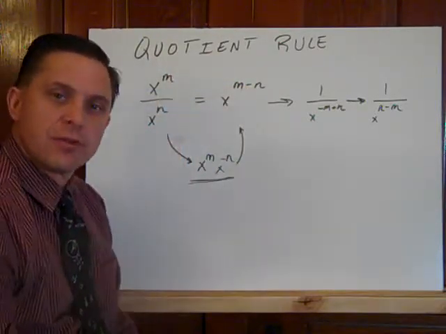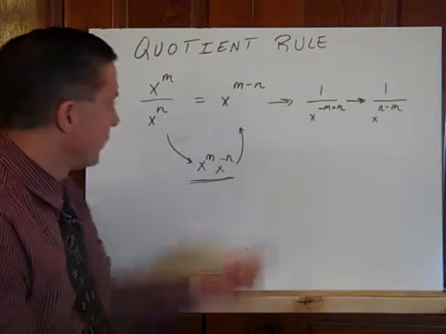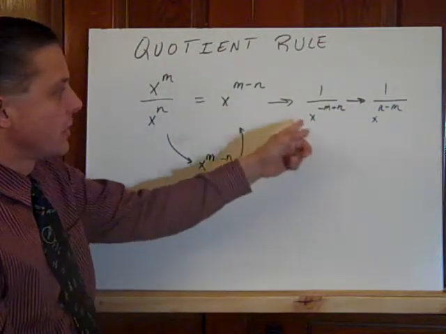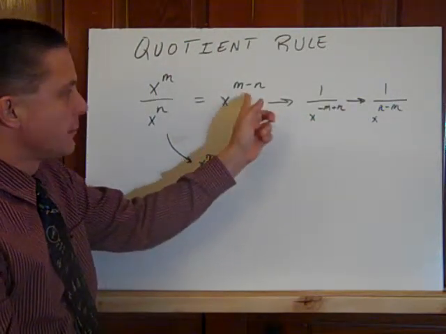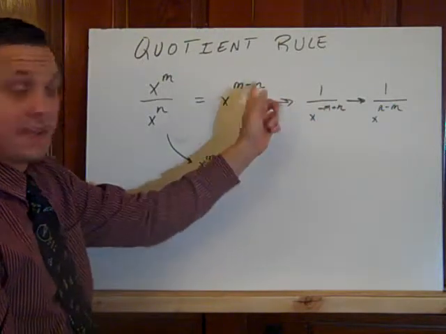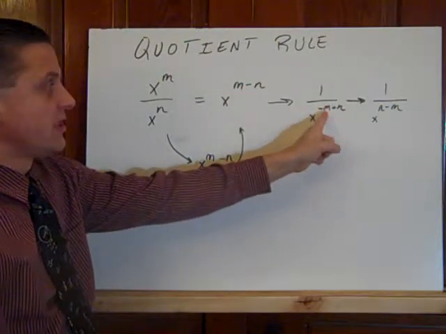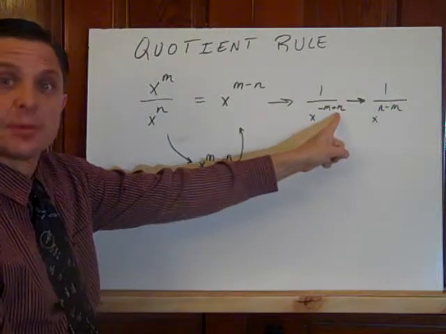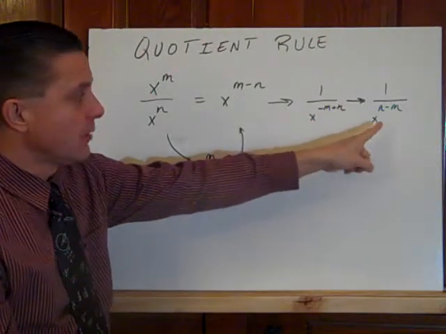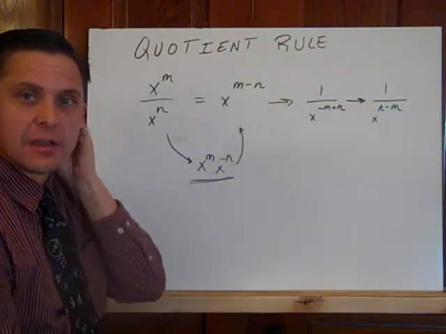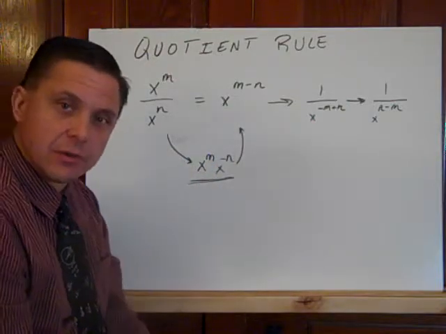The fraction line really is almost like a subtraction sign for exponents. X to the m minus n. And again, if I move that to the bottom, the signs change on m and n. Positive n becomes negative m. Negative n becomes positive n. And I can rewrite those. And again, you can pause the video and write this into your notes.